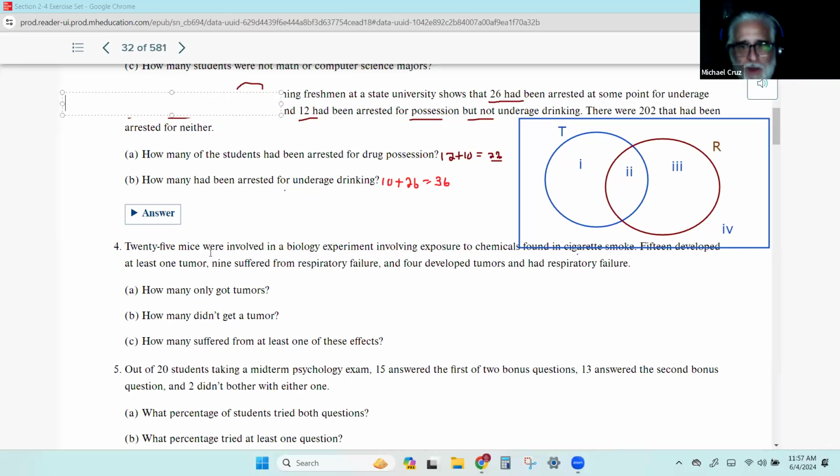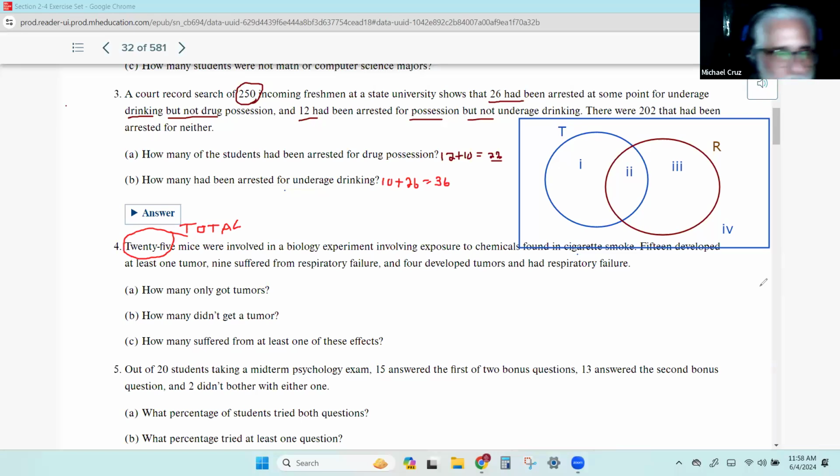All right, so 25 mice were involved. So everything has got to be 25. That's our total. If you get one of these set up and all 4 of the numbers don't add up to the total, then something's wrong. And usually what it is because you didn't subtract as you go out. We'll look at that a little bit more in the second class.